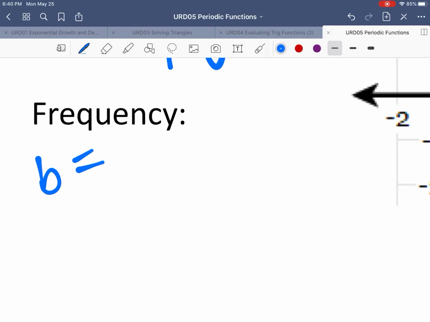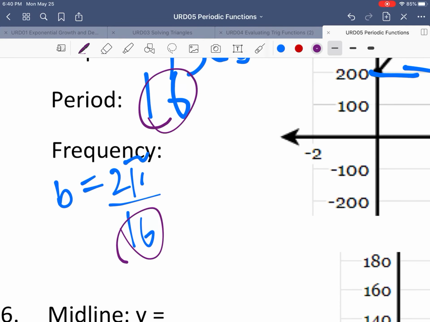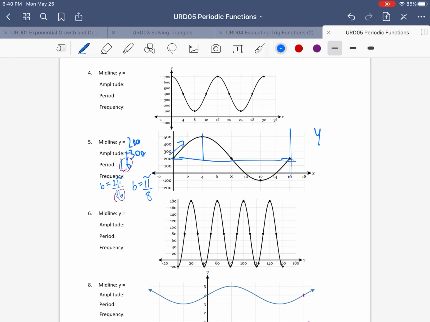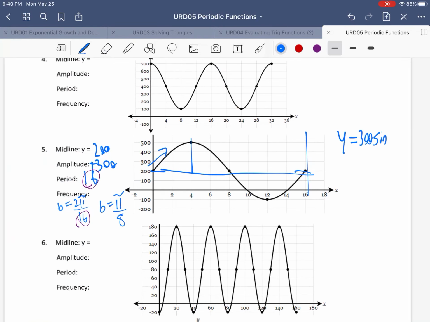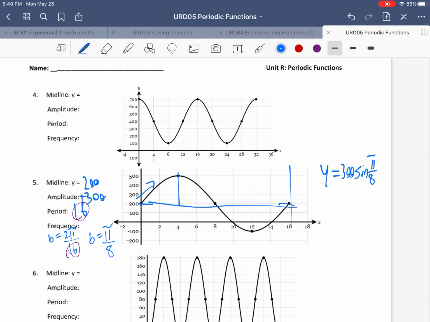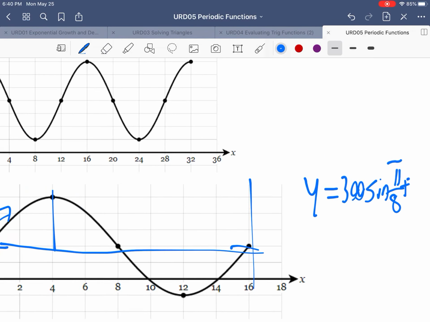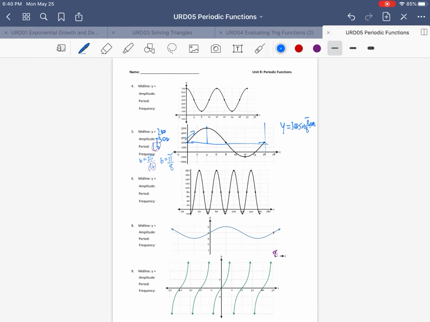The period in this case is 16, so using the period formula for sine and cosine, that's going to be b equals 2 pi divided by 16, 16 being the period. So the b value is going to equal pi over 8 when simplified. So this equation is going to be y equals, the amplitude was 300, sine of pi over 8 x, plus 200 for our midline.